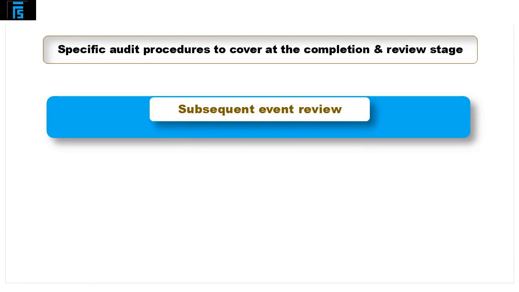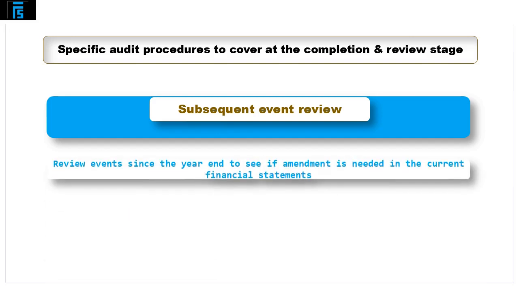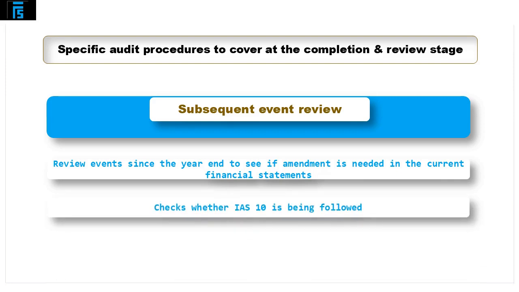As well as the overall review and the evaluation of misstatements, the auditor has some specific audit procedures to carry out at the completion stage. Subsequent event review is one of these areas to cover. This is where the auditor reviews events that have occurred or come to light since the year end. They must consider whether there should be amendments made to the financial statements. This process reviews whether the accounting standard IAS 10 has been followed correctly by the entity. The standard states that material events after the reporting period should be included in the current period's financial statements.